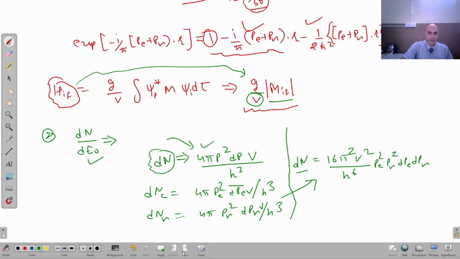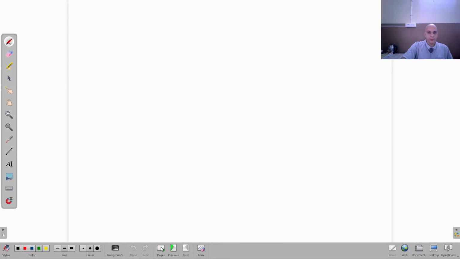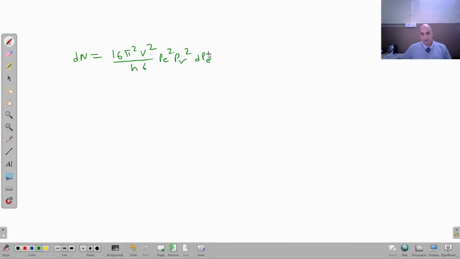So I am going to the next page. Once again I am writing it here, I have to continue it from here. dn is equal to 16 pi square V square divided by h power 6, pe square p neutrino square dpe and dp neutrino, right? This was the expression.